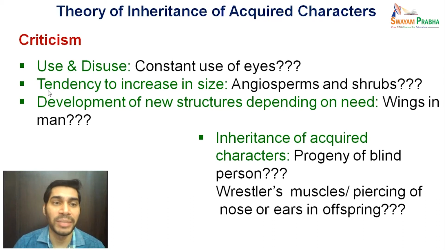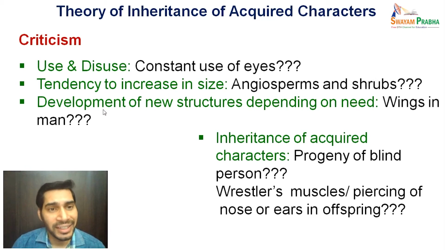Yet another criticism came from the tendency to increase in size, which in other words means there is always an increase in the complexity of organisms. Organisms evolved from simple to complex. But this is also not true. For example, the angiosperms are larger structures and they are much older as compared to the shrubs. Shrubs are newer as compared to angiosperms. But angiosperms are larger structures, shrubs are the smaller ones. So again, there is no tendency to increase in size in the case of angiosperm to shrub evolution.